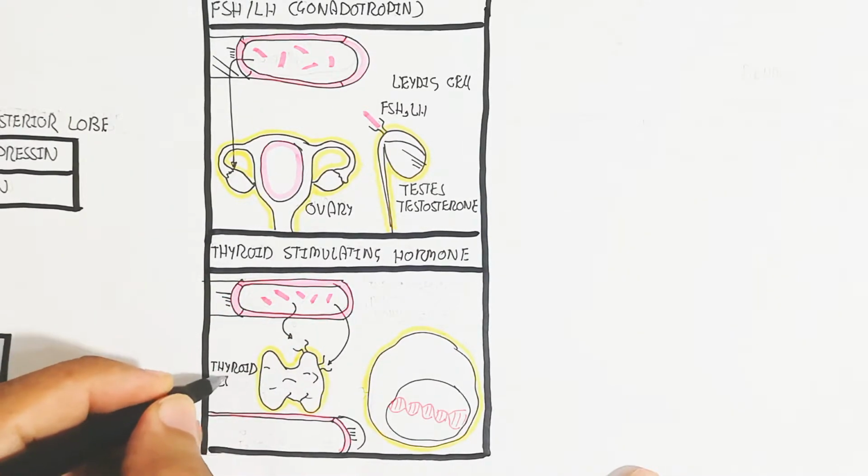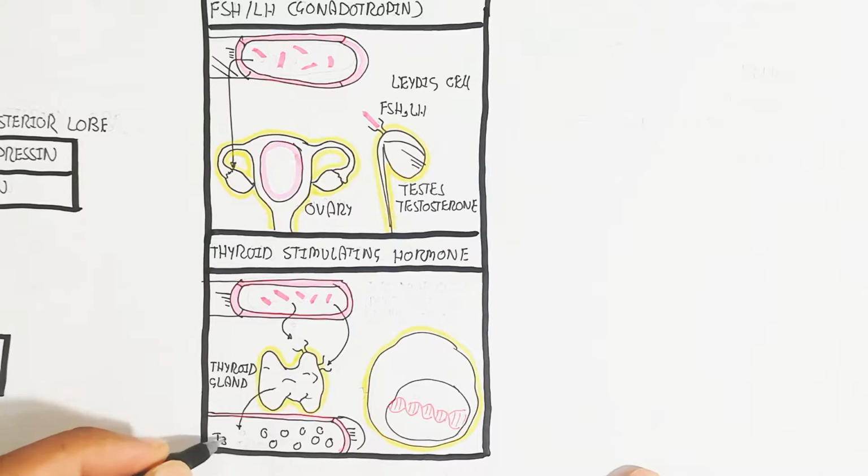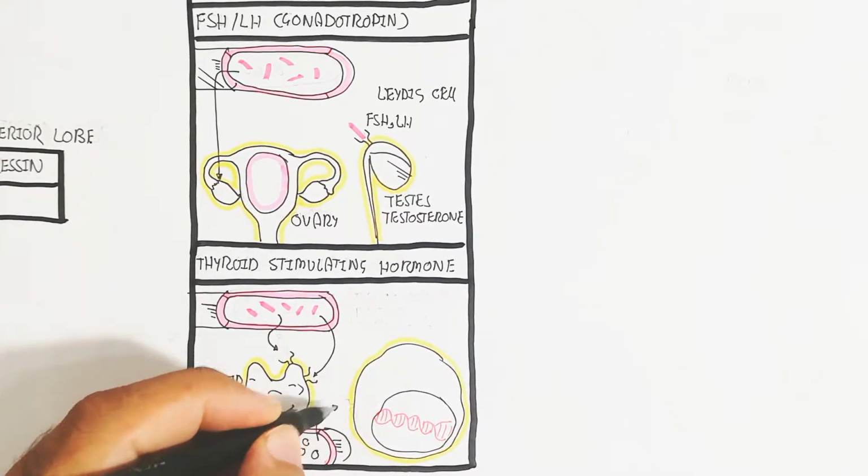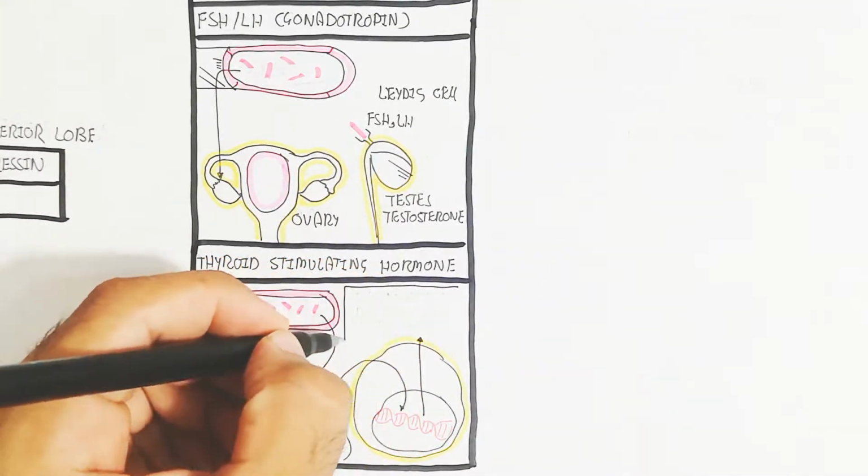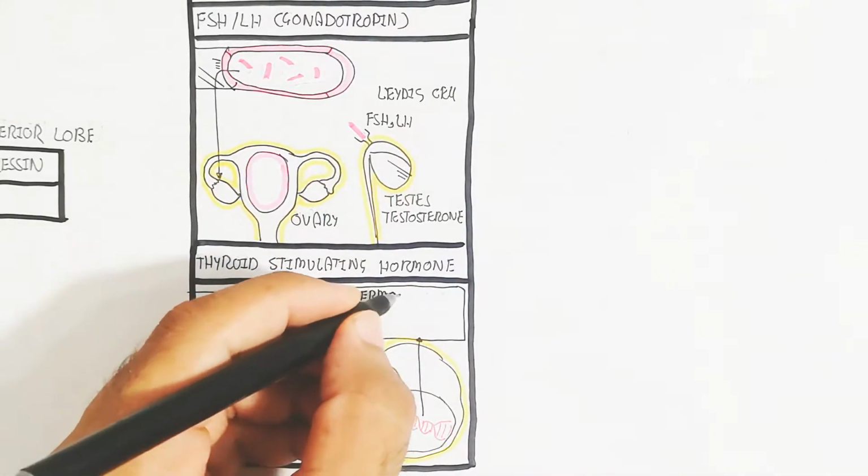These basically act directly on the DNA because they are lipid soluble, and they also lead to thermogenesis, metabolism, and homeostasis.